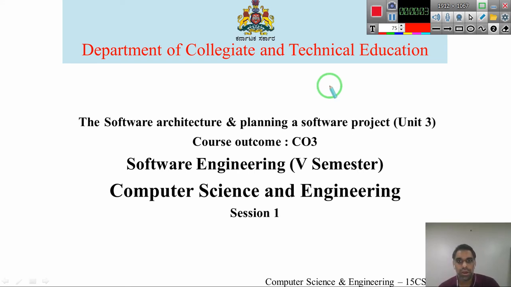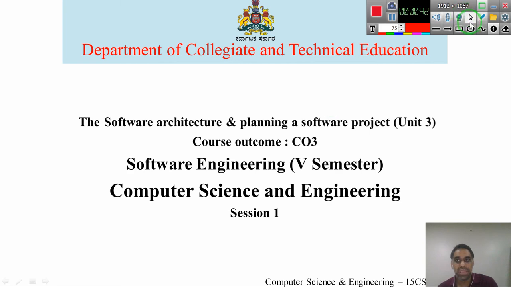Hello student, I would like to discuss session 1 of unit 3 of software engineering, which deals with software architecture and planning a software project. In this session, the student would be able to evaluate the system architecture as well as develop a detailed design or task from the overall estimation and planning of a software project. So this is the course outcome 3 of unit 3.